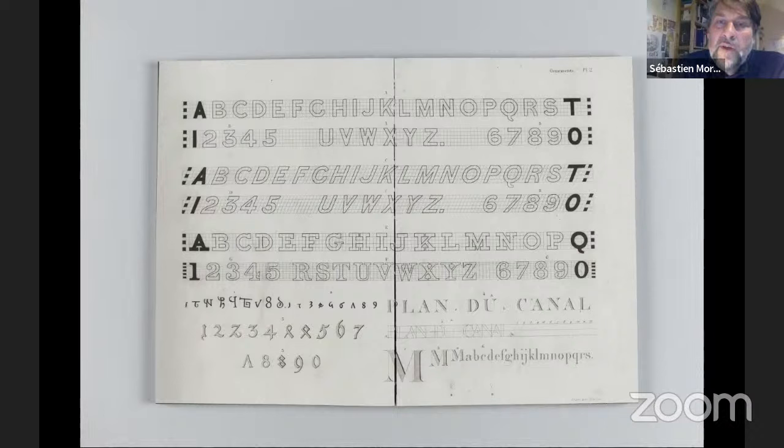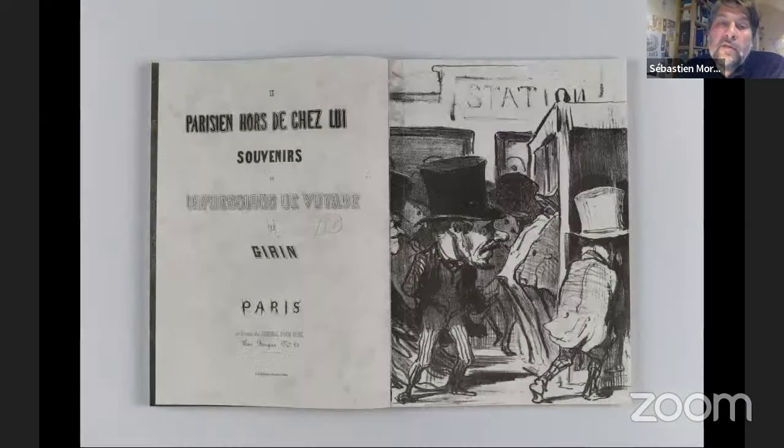I hope to write a substantial book on sans serif letterforms in France. But as you know, the more you look for things, the more you discover new things. So I will publish a few articles before. But in this first book, you can find an example of sign painting. Also, lots of letterforms made through the lithographic process and in illustration.